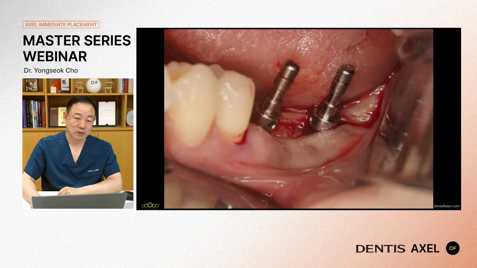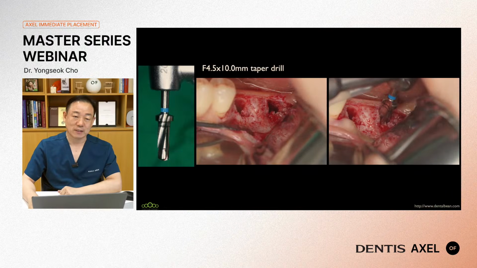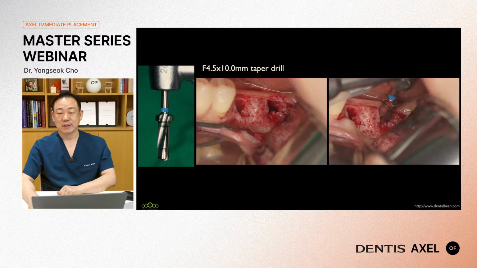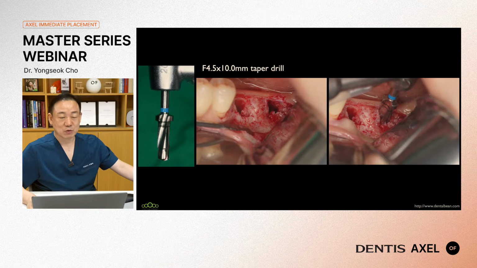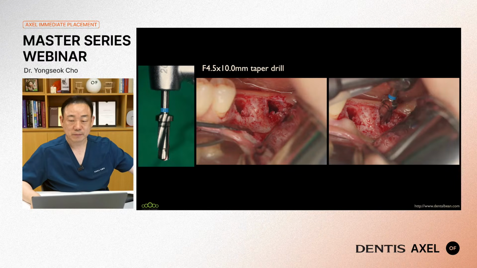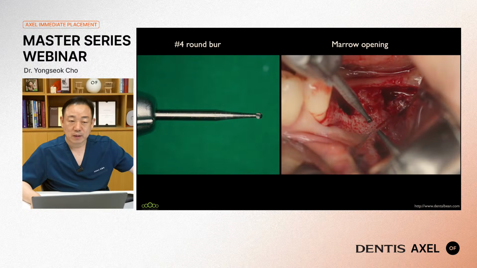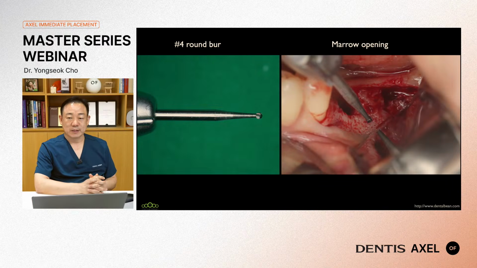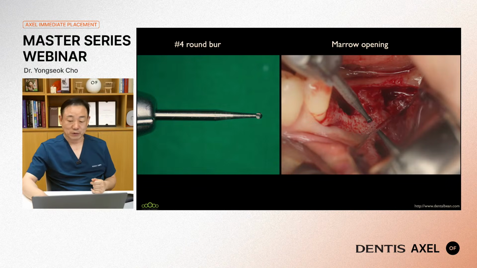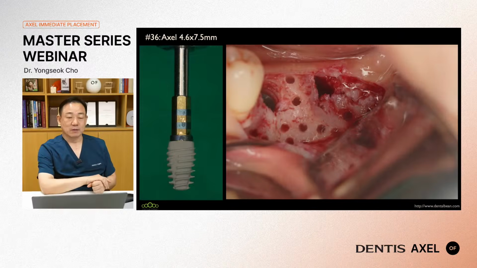When position and angulation look good, enlarge the osteotomy site. Depending on bone density, use the final drill. In this case, I used the normal drill because it looks like normal bone. Drill was 4.5 by 10 millimeter. And for GBR, I decided to open the bone marrow. Before implant installation, it's better to open the bone marrow with a round burr.